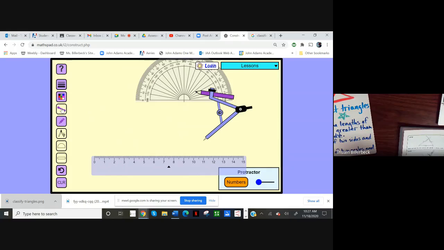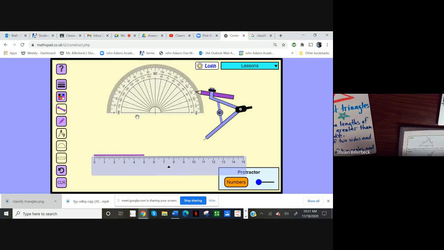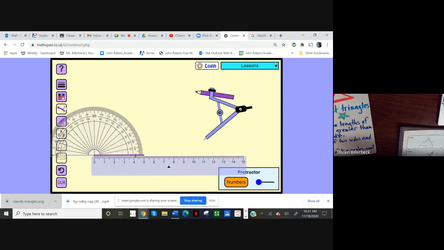Okay, so let's draw this one here. We're going to draw 5 again. And we're going to use this protractor. So let's say we have a 40-degree angle. So we'll use a construction line here. So let's make it 50 degrees this time. So we're going to start at 50 and head down here.